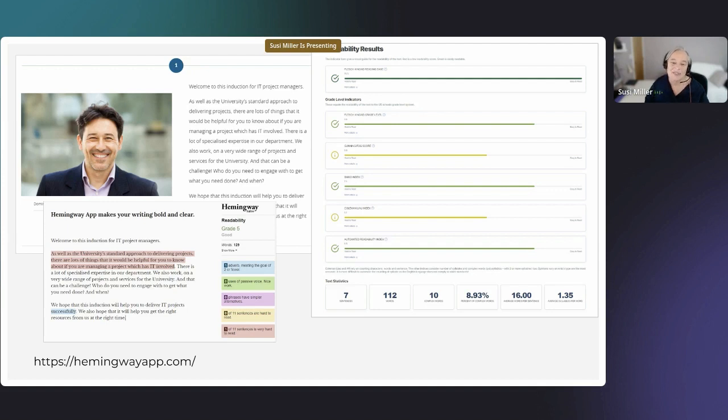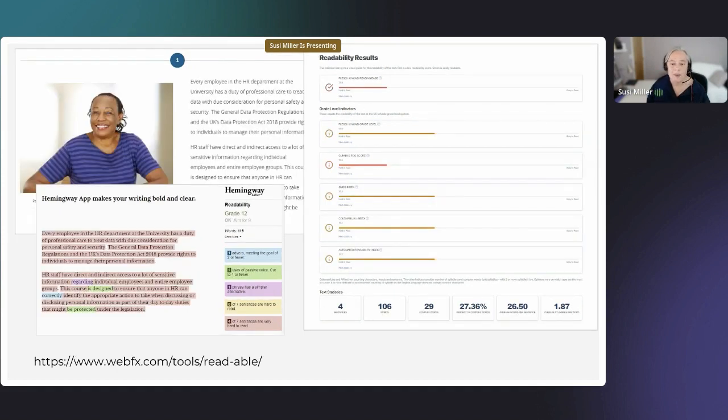The second is from WebFX, and it's a useful one because it gives a very clear visual score on lots of readability indices. And I found this hugely helpful if I'm working with subject matter experts who may give me very complex language, which I'm trying to work with them to simplify very often in an educational setting.